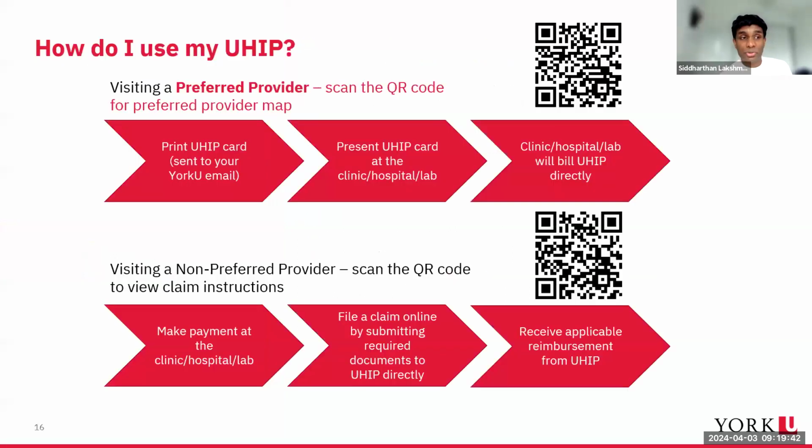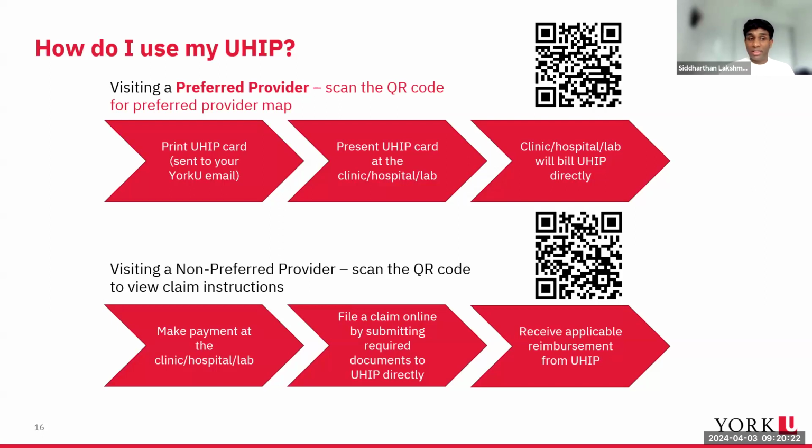Now, looking into how to use your UHIP card, there are two pathways with which you can use your UHIP coverage. First is going to a preferred provider. Preferred providers are essentially clinics or hospitals or doctors who have a direct link to the insurance company. So they're able to directly bill the insurance company. Hence, when you go to a preferred provider, you simply need to show them your UHIP card, access the medical service, and then you won't need to pay anything out of pocket. The clinic or hospital will just directly bill the insurance company. You can find a full list of preferred providers on the top right corner with the QR code, as well as on the UHIP website.